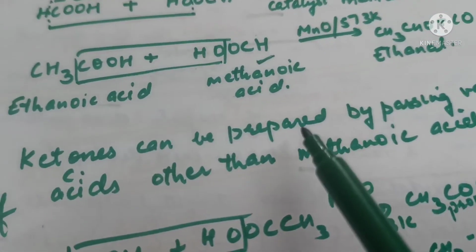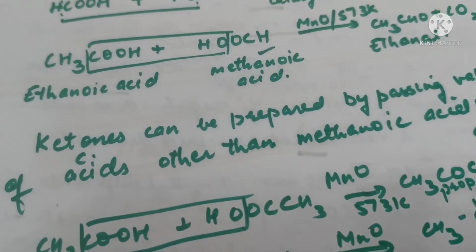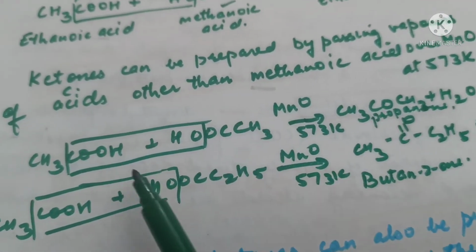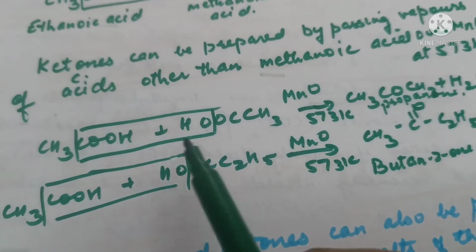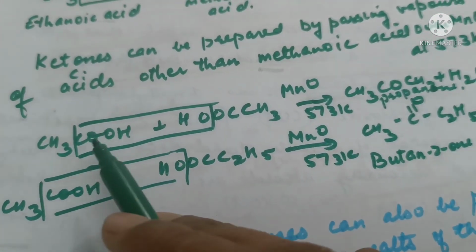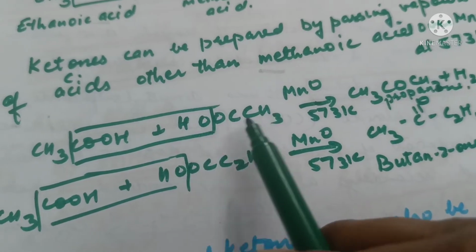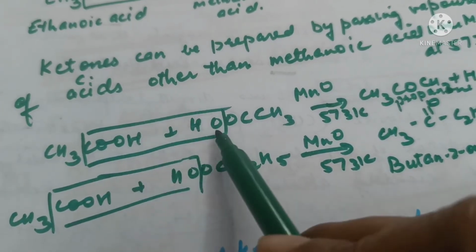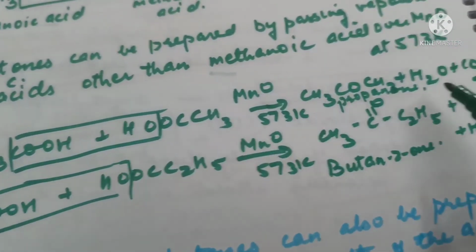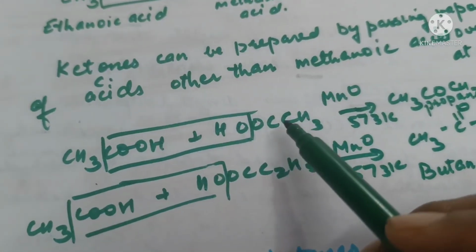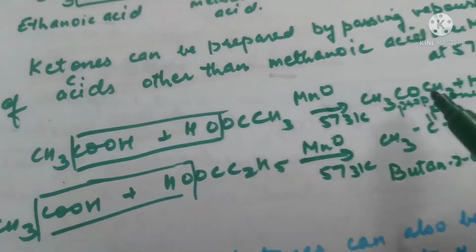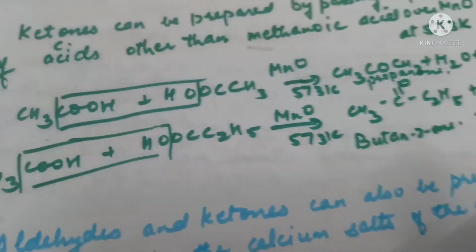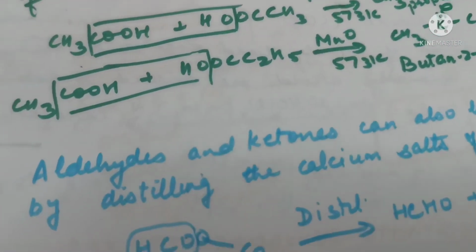If we use acids other than methanoic acid, then ketones can be prepared by passing vapors of acids other than methanoic acid at 573 Kelvin over manganese oxide. For example, acetic acid CH3COOH plus another acetic acid CH3COOH. So COOH of one and H of other will combine to form H2CO3, which decomposes to H2O and CO2, and CH3 and COCH3 join together to form acetone. Similarly, when propanoic acid and acetic acid combine, butan-2-one is formed.